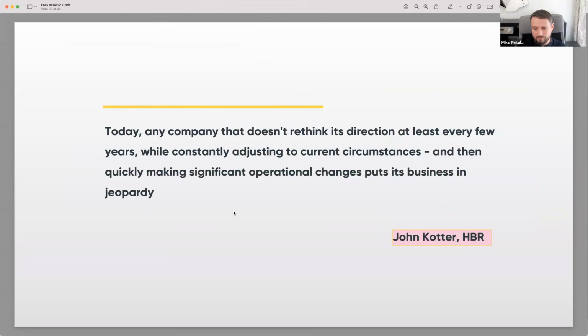It's John Kotter, Harvard Business Review again. Today, any company that doesn't rethink its direction at least every few years, while constantly adjusting to current circumstances, and then quickly making significant operational changes, puts its business in jeopardy.